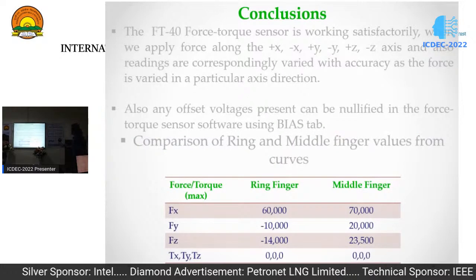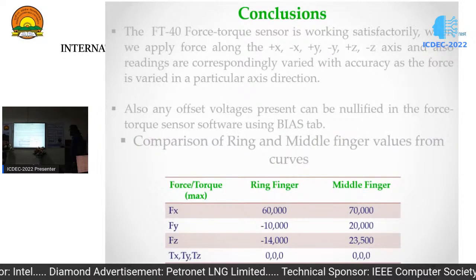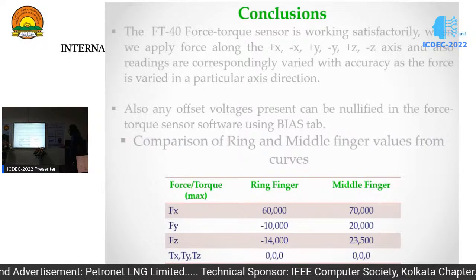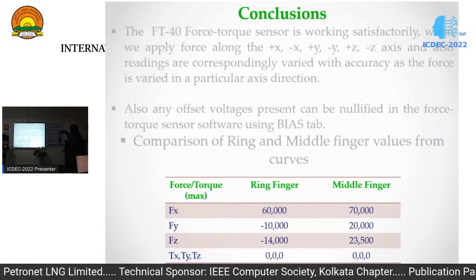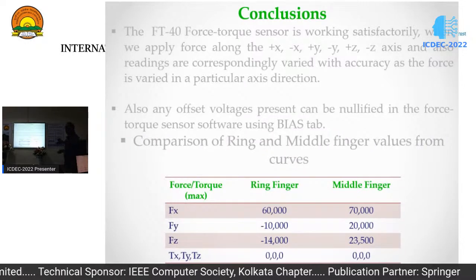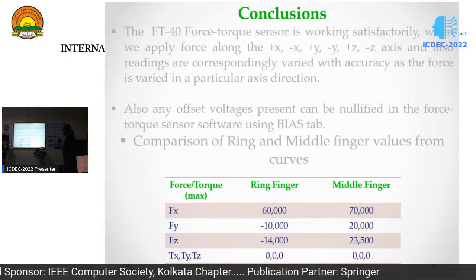The middle finger's Fx value is more, Fy value is more, Fz value is more. Since I am implementing pressure, I am not going for the top. That's why Tx, Ty, Tz is 0.